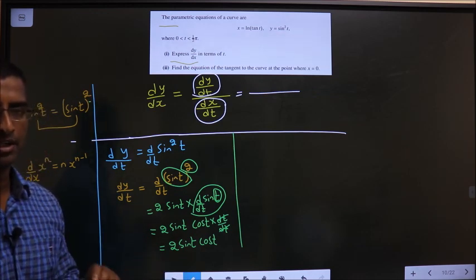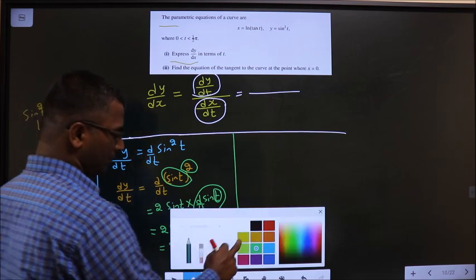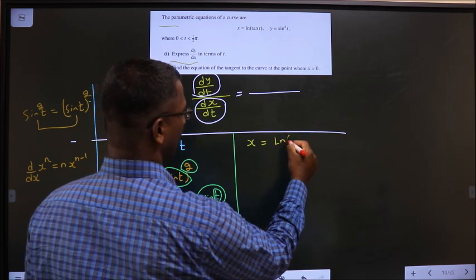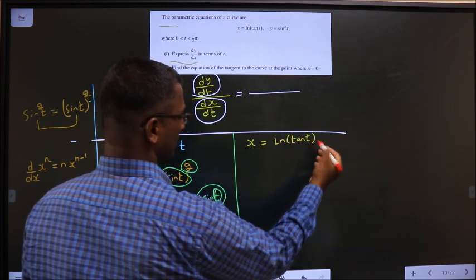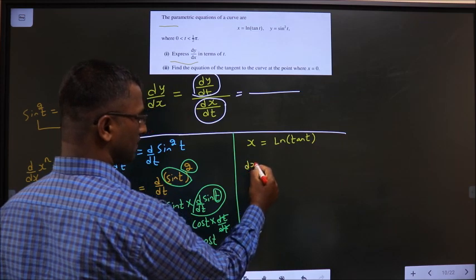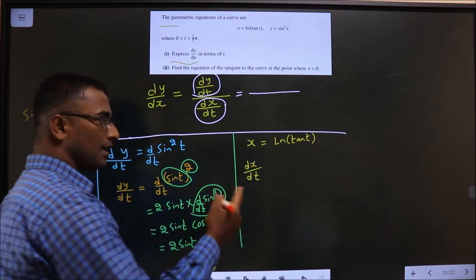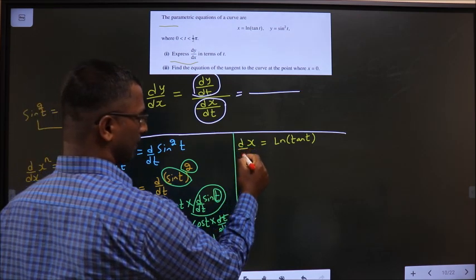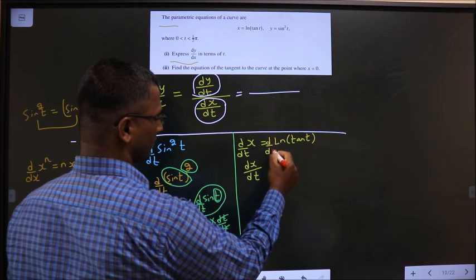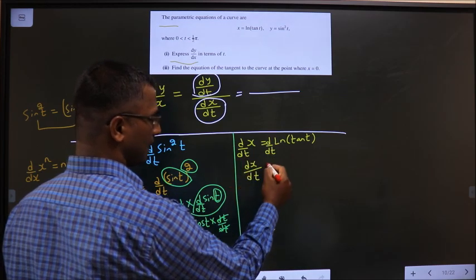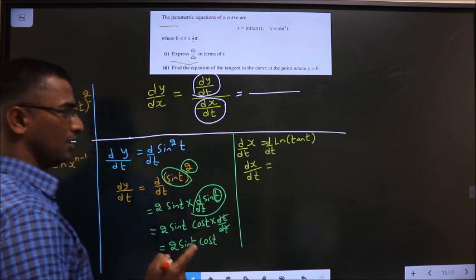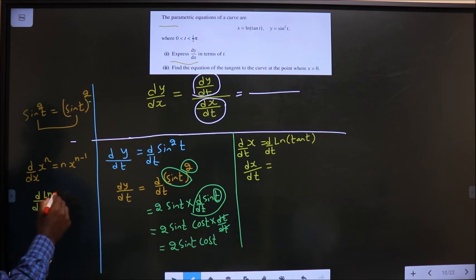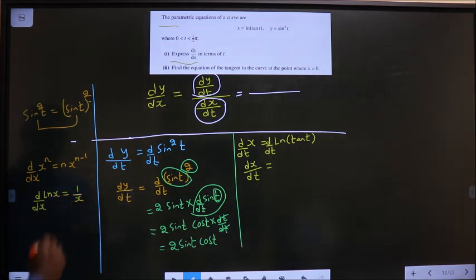Now let us find dx by dt. For that, x equal to ln of tan t. I need to get dx by dt, so I have to differentiate on both sides. So I will take d by dt. Here no change, here it will continue, and over here the formula you will apply is d by dx of ln x is 1 by x.